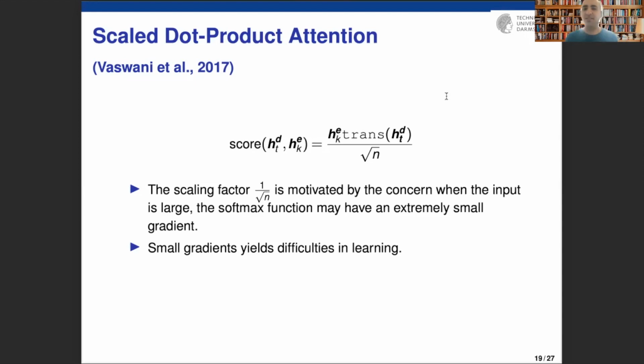Yes, when the values are large, the softmax function returns very small values, small gradients, and small gradients yield difficulties in learning. Good. But again, I emphasize that n here is the dimensionality of the hidden state. Nothing more.